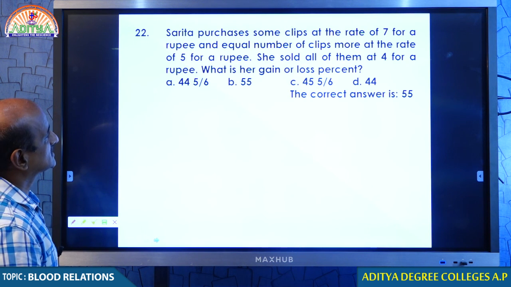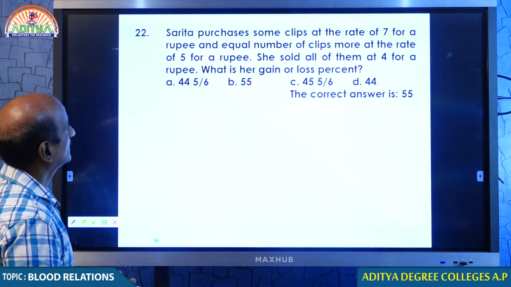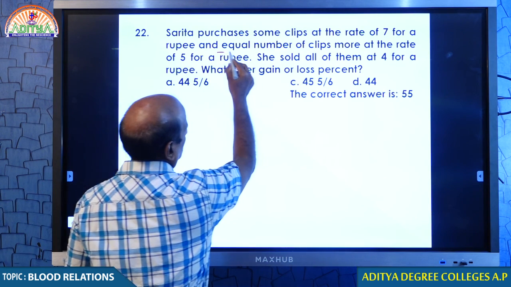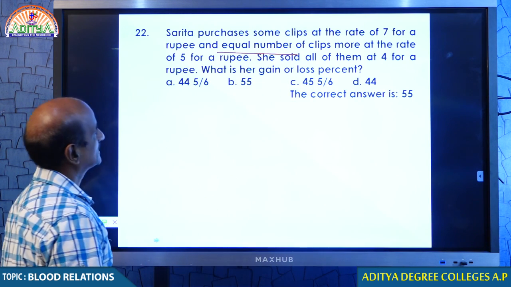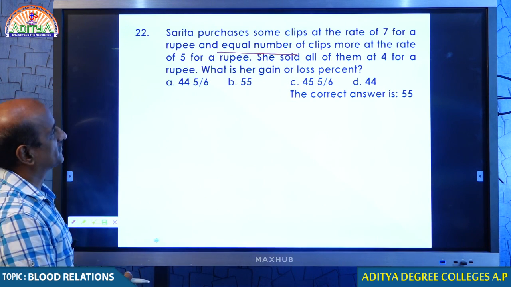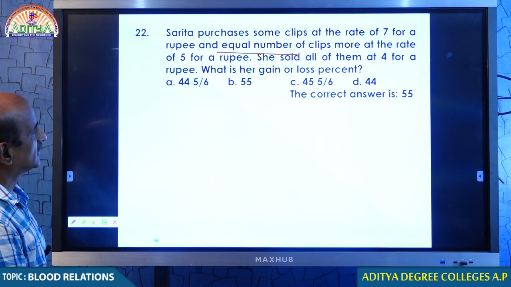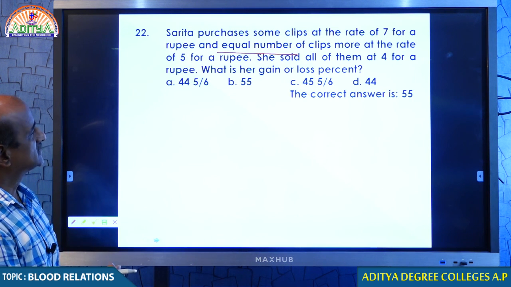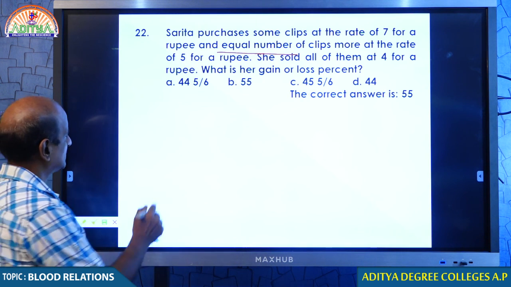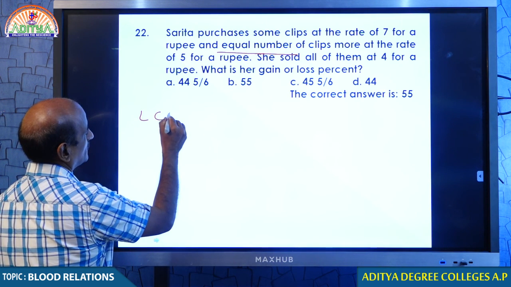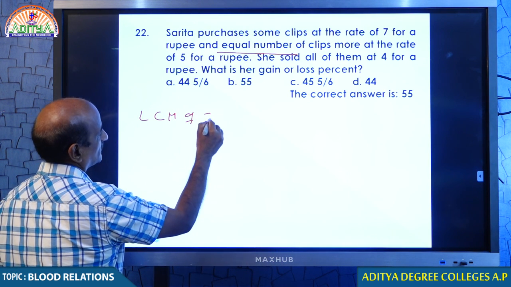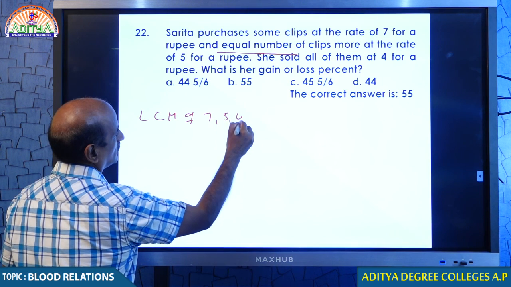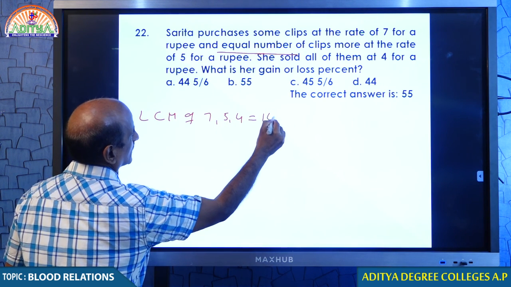Sarita purchases some clips at the rate of 7 for a rupee and an equal number of clips at the rate of 5 for a rupee, and sold them all at 4 for a rupee. What is the LCM of 7, 5, 4? LCM of 7, 5, 4 is 140.